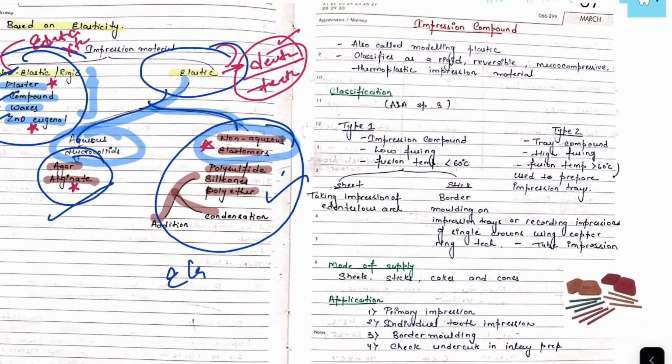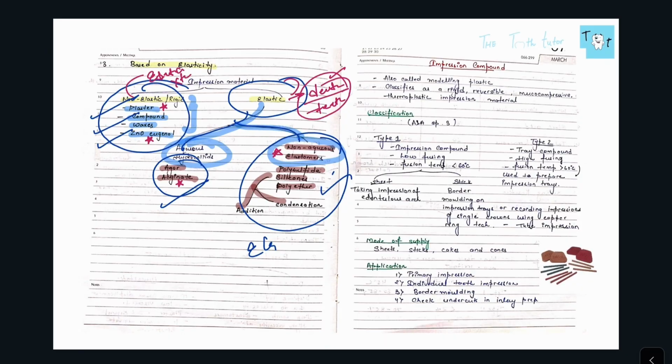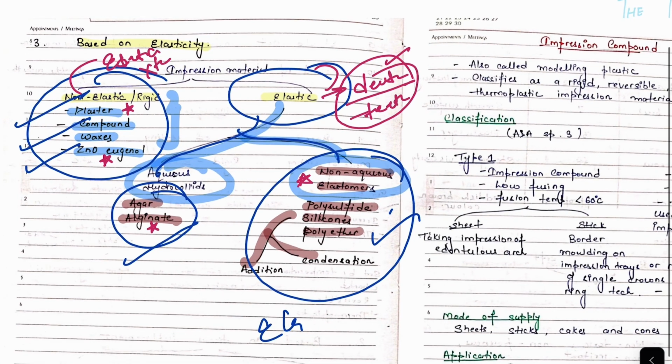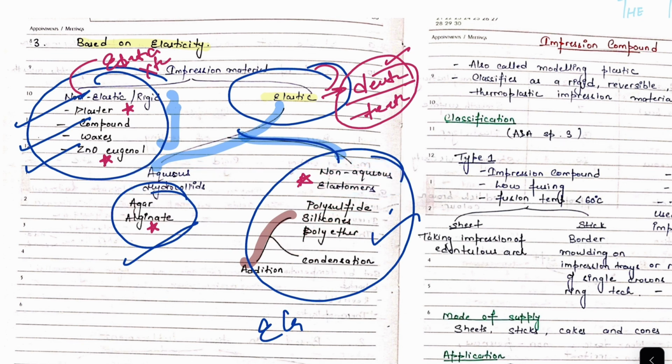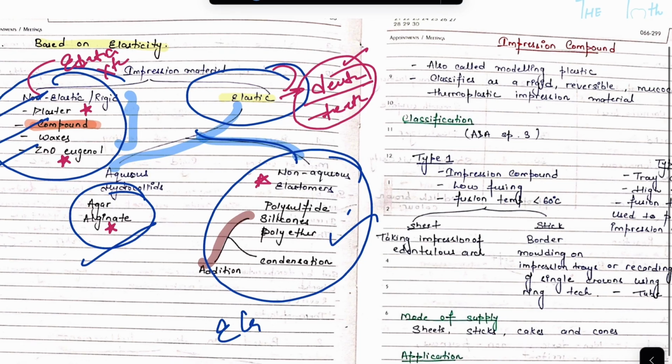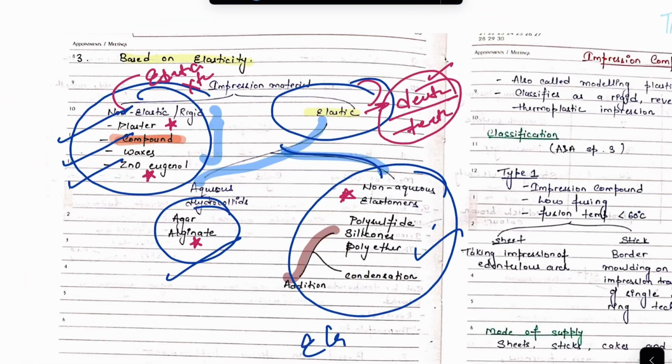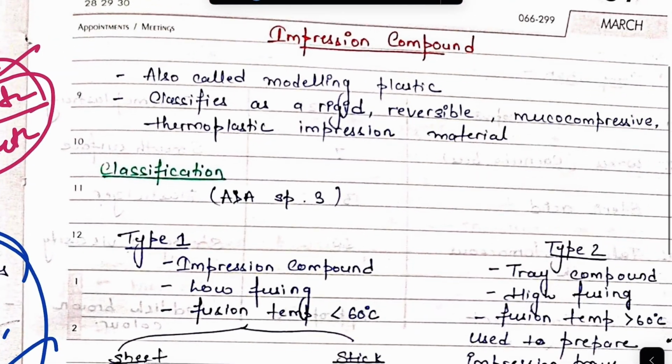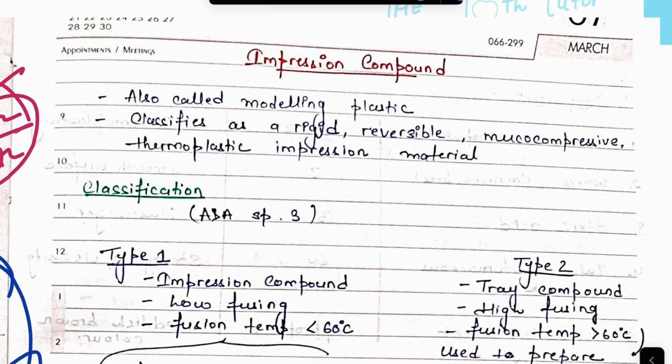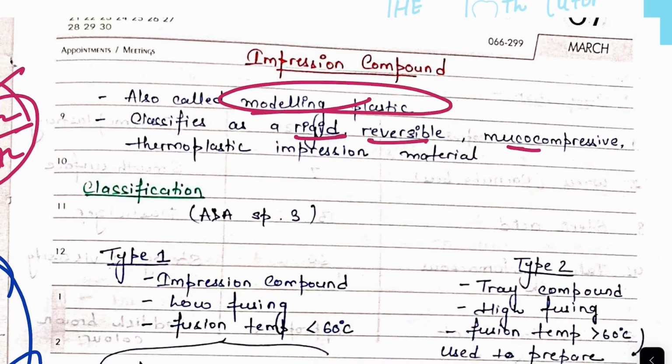Now coming to our first category, I told you we'll be studying all of these impression materials. For now, the first impression material we are studying is impression compound. It is also called modeling plastic. It is rigid, irreversible, and mucocompressive. We already saw that.